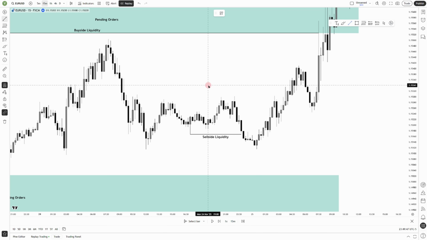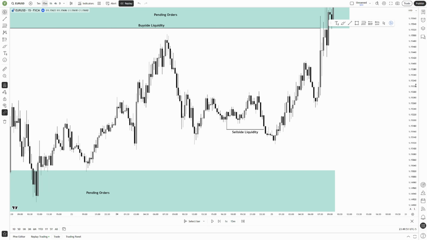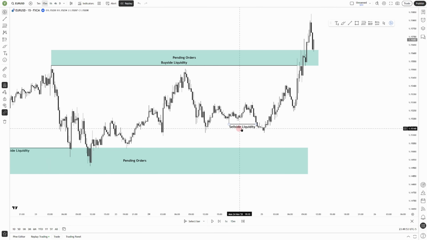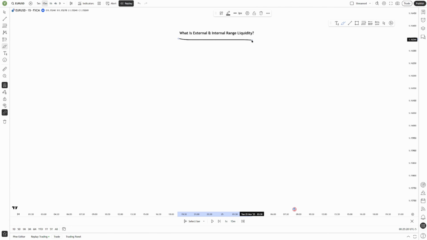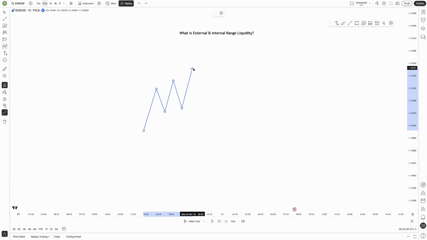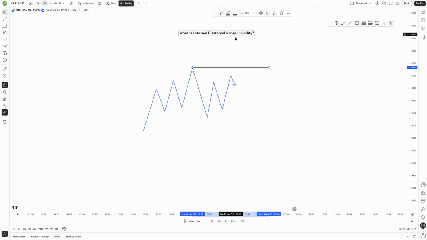upside. Now, to spot these specific lows and highs, you have to understand the concept of external and internal range liquidity. So let's see what it is. So what is external and internal range liquidity? To explain that, let me make a diagram. So suppose this is the market structure, and we have buy-side liquidity and sell-side liquidity resting.